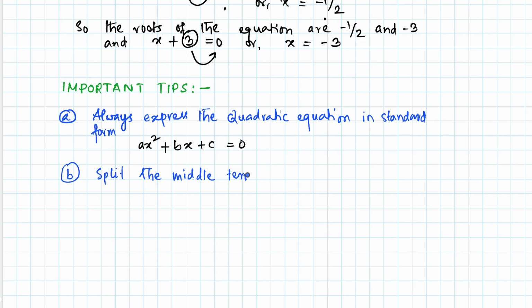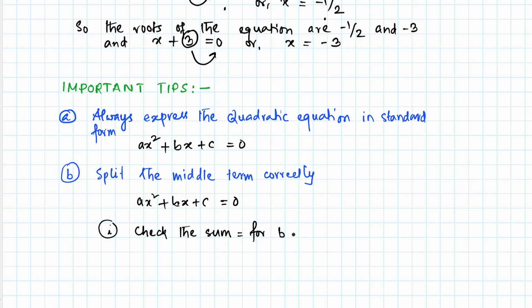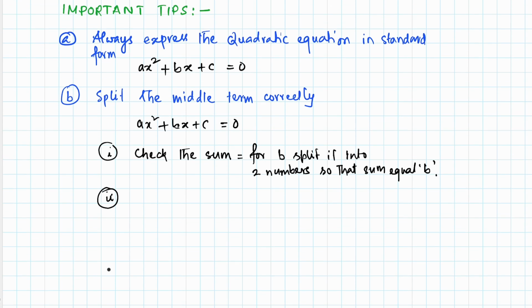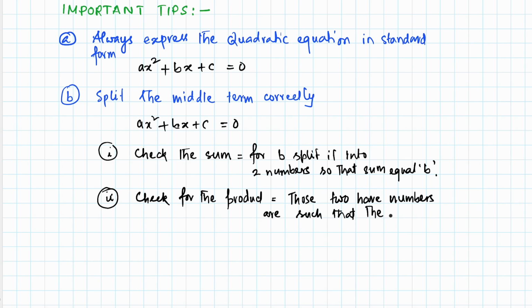Now split the middle term correctly. That means we have to take two numbers such that the sum of the two numbers is equal to b, that is the middle term. For b, split it into two numbers so that the sum equals b, and if we take the product of those two numbers, it will also be equal to a times c. So those two numbers are such that the product becomes a into c. So this is very important, splitting the middle term correctly.